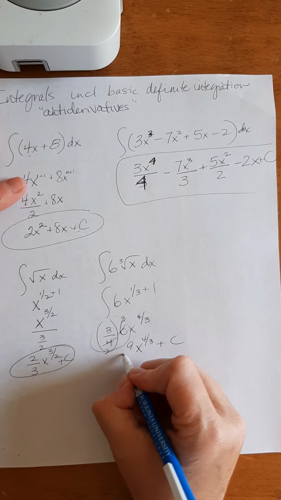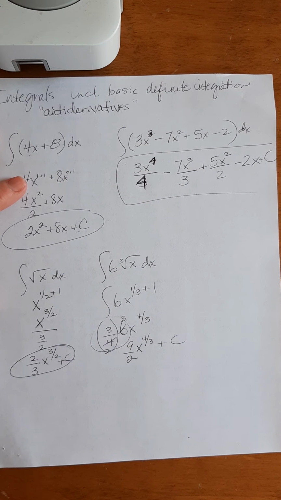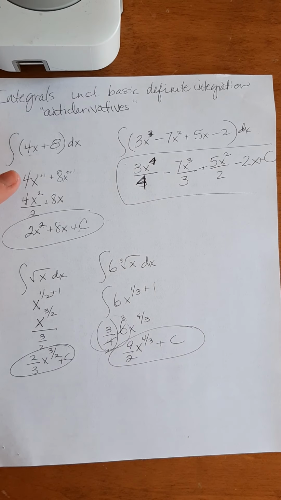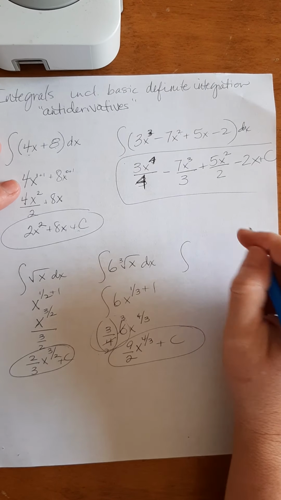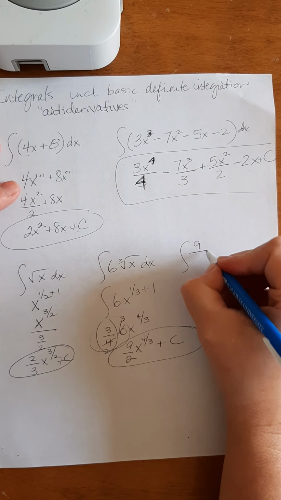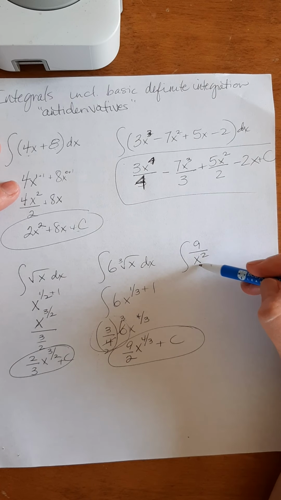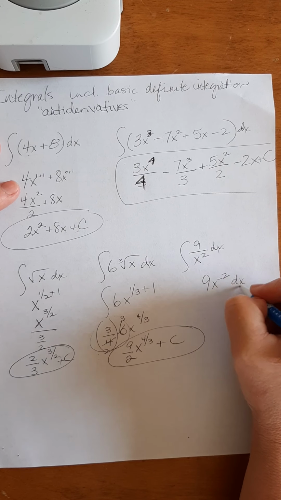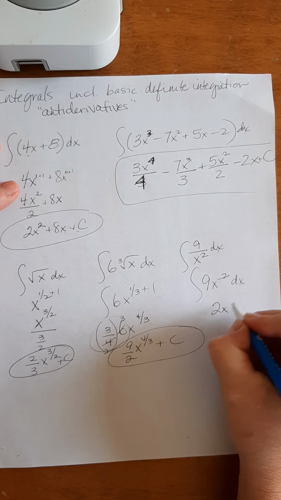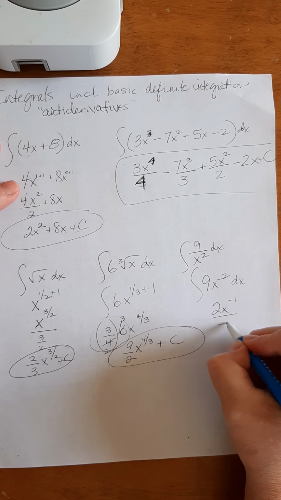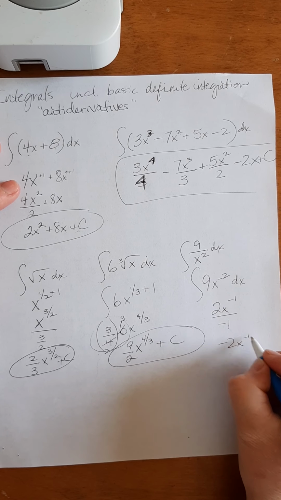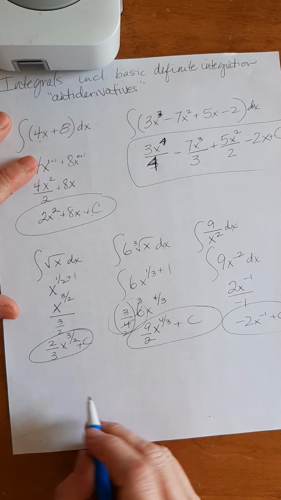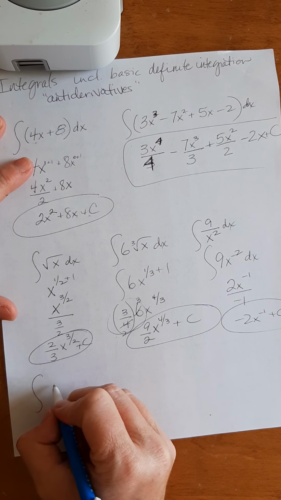2 goes in there, so 9 over 2. You could have gotten there by 18 divided by 4, which still would have got you the same thing. Also, let's say if you had 9 over x squared, remember, that's the same thing as x to the negative 2. So then you could add 1, divide by the new exponent. So there you go.